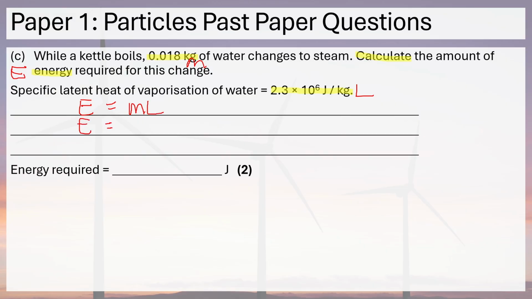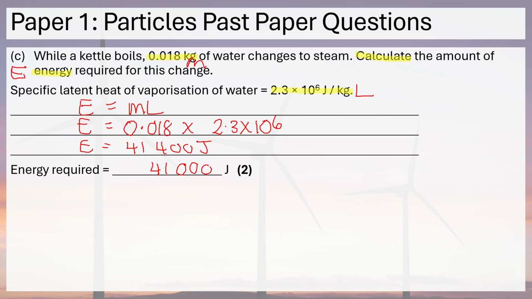So let's put the numbers in. I've got the mass is 0.018 and the specific latent heat is 2.3 times 10 to the 6. So make sure you understand your standard form and know how to use it on your calculator. If I complete that calculation, I get 41,400 joules. And so there's our answer. In this case, they're quite happy for you to round that to 2 significant figures. They'd also accept your answer in standard form, as there's standard form as part of the question.